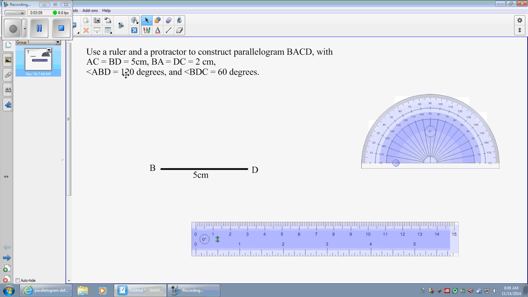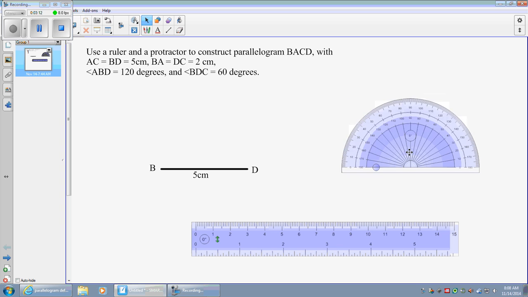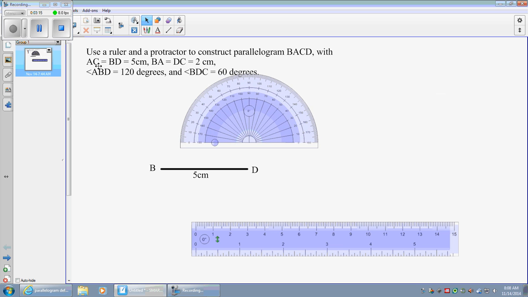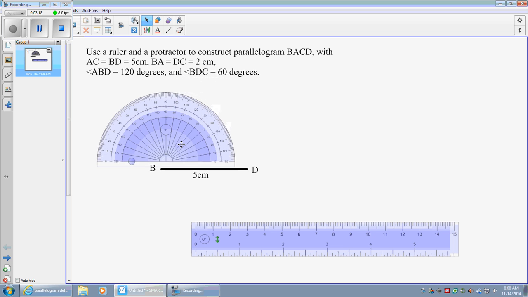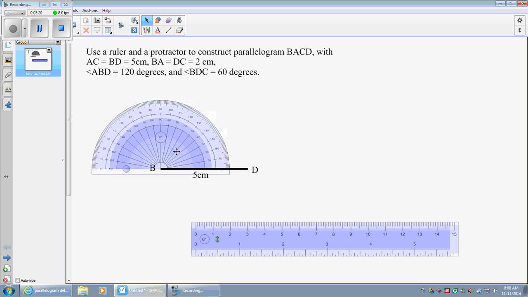If I know it's going to be 120 degrees, I will take my protractor and put it over top of the letter in the middle. So that would be my B. So let's put it over top of B and line it up so that the 0 line is touching my initial line. I'm going to take my pencil, or your pencil, and I'm measuring 120 degrees. Now I know 120 degrees is an obtuse angle. So if I was to go this way towards 120, that would be an acute angle. I want an obtuse angle, so it has to go this way. So I will measure up to 120 degrees.